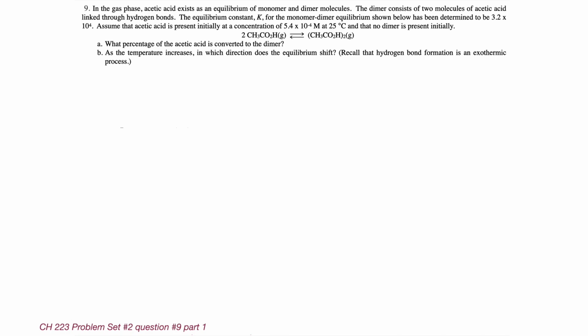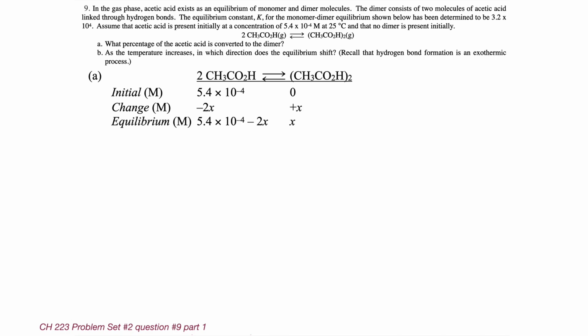But anyway, let's look at how you would solve this problem. There's the information, but a little smaller font. We're going to start this problem with an ice table. And again, ice tables, reactants and products. Everything here is gaseous or aqueous, so everything goes in. Initially, 5.4 times 10 to the minus 4 moles per liter acetic acid, and none of the dimer. And by the way, I'll put a big D there to represent dimer. But dimer is going to go up by x.